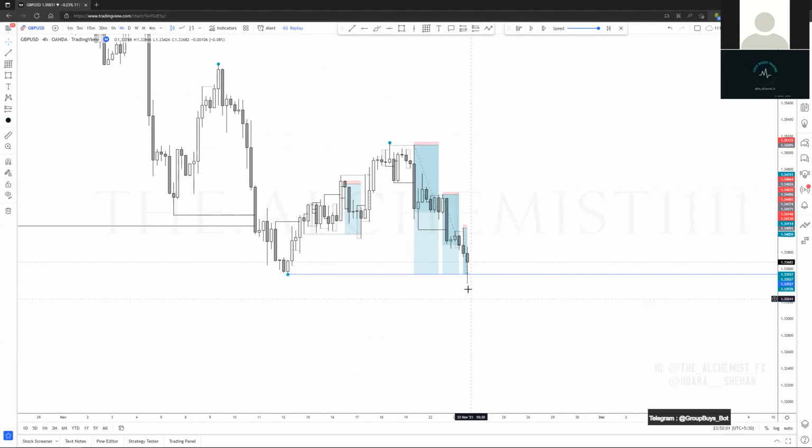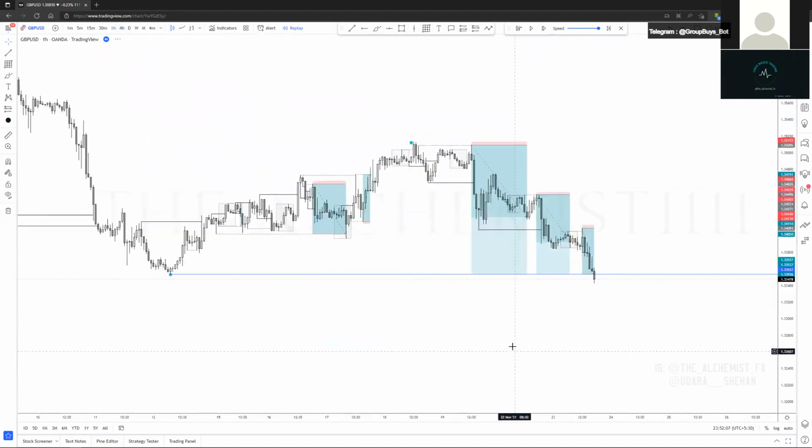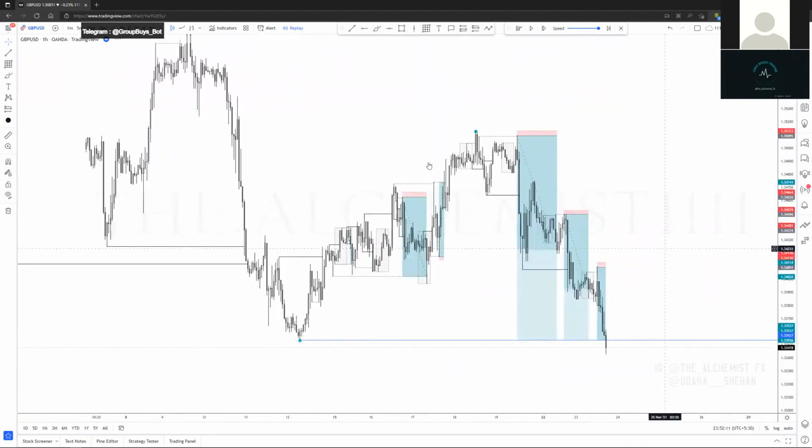Can we mark this out as the low? No, because we do not have a break yet. Then what do we do? Drop one time frame lower. Same thing. Drop one time frame lower. Now you can clearly see that.